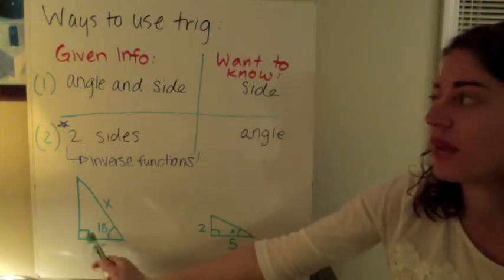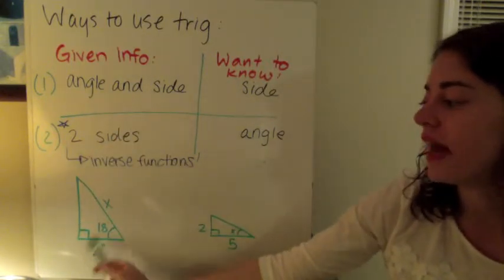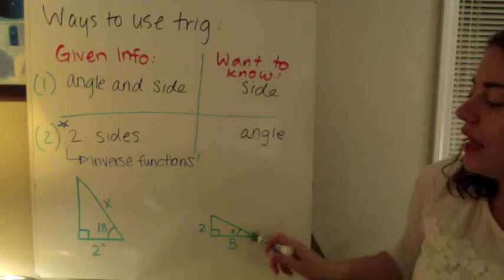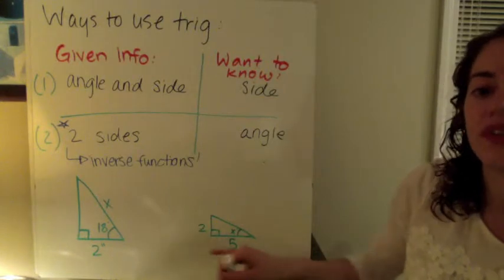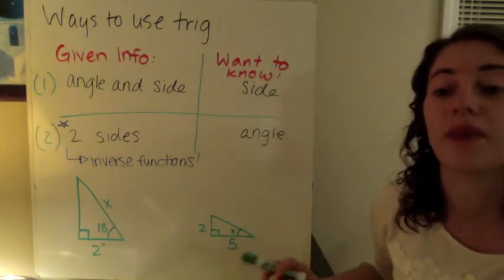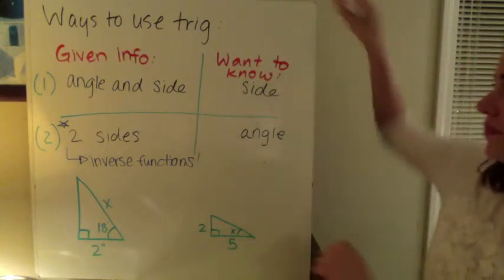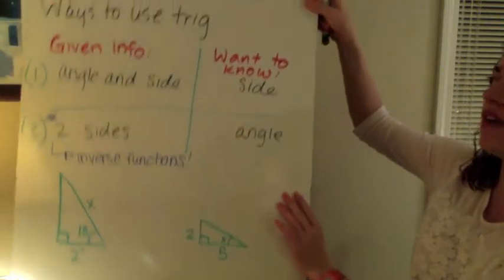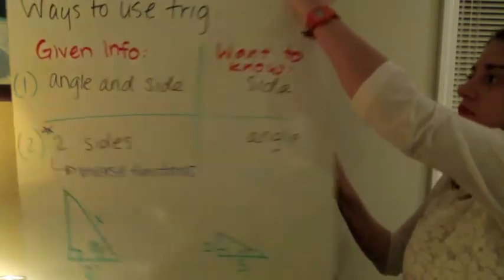So again, this is an example of number 1. I might be given a side and an angle and asked to find what's the hypotenuse. In this example, I'm given two sides, and I'm asked to find what is that angle. What's x? It might also be labeled theta. So let's run through one example for each of these types of problems.